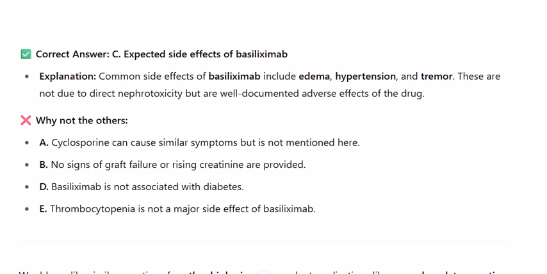Explanation, common side effects of Basiliximab include edema, hypertension, and tremor. These are not due to direct nephrotoxicity, but are well-documented adverse effects of the drug.